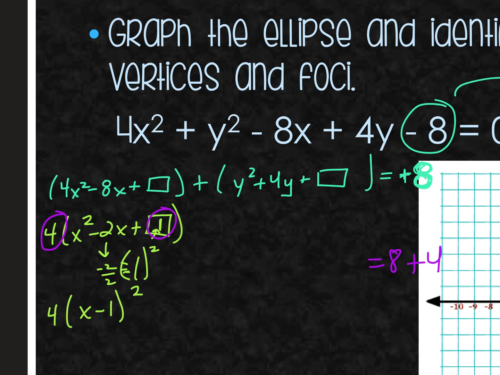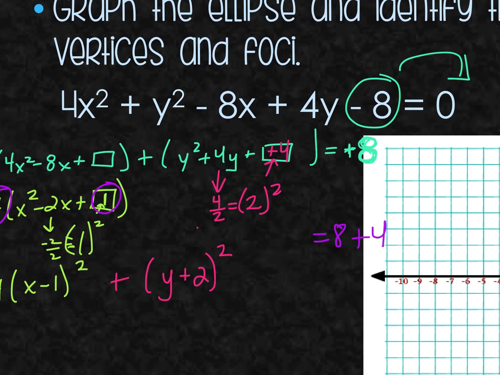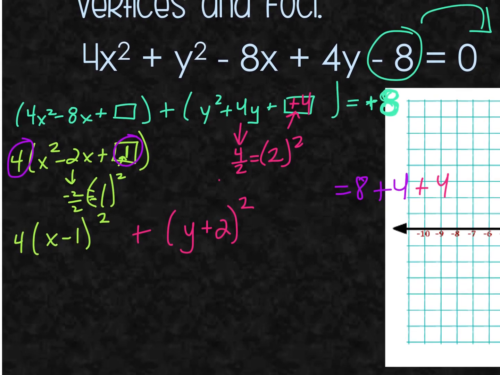Now I'm going to complete the square with the y's. I keep using the same colors. It's annoying me. What's my b term? 4. 4 divided by 2 is? So my formula says y plus 2 squared. And then when I square 2, that's what goes in the box. What do I get? 4. If I add 4 on one side, then I have to add 4 on the other side, right? So we're doing 8 plus 4 plus 4. What do you get?